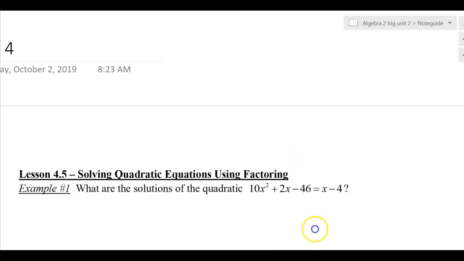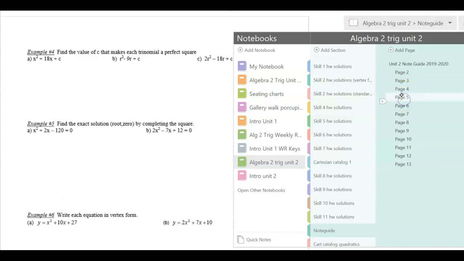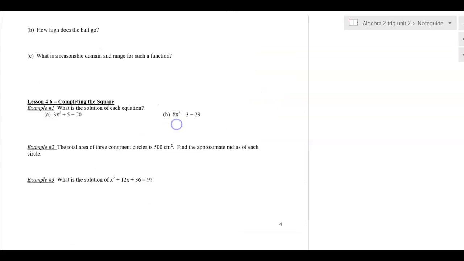Oh, sorry, I don't know. It's at the wrong page. Oh, no, it's just at the bottom of that page.